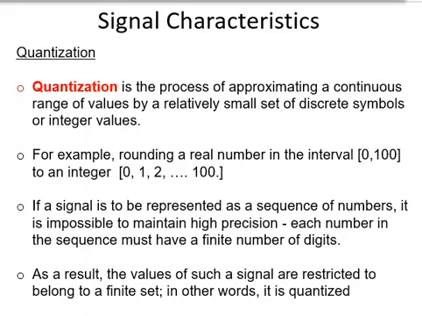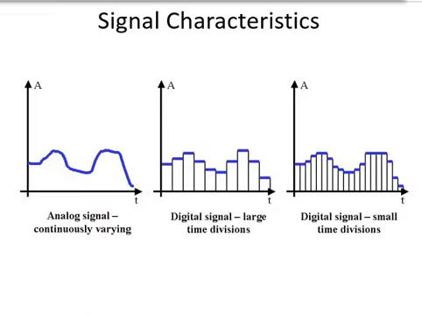Quantization is the process of approximating a continuous range of values by a relatively small set of discrete symbols or integer values. For example, rounding a real number in the interval between 0 and 100 to an integer: 0, 1, 2, up to 100. If a signal is to be represented as a sequence of numbers, it is impossible to maintain high precision. Each number in the sequence must have a finite number of digits. As a result, the values of such a signal are restricted to belong to a finite set. In other words, it is quantized.